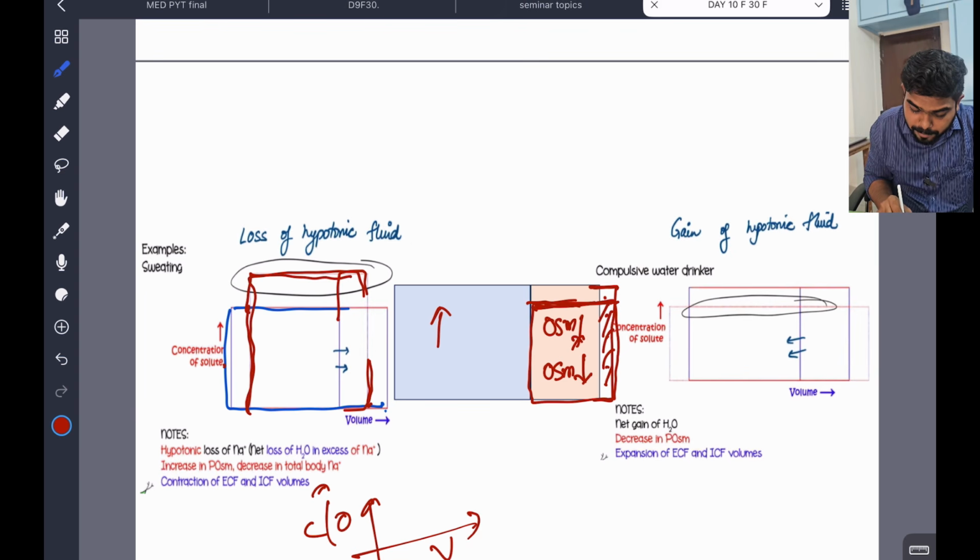Fluid shift will happen from high osmolar to low osmolar. So here is hypotonic volume, low osmolar, more water. Here is high osmolar, so fluid shift will happen from here to there. So what happened? The volume increases.